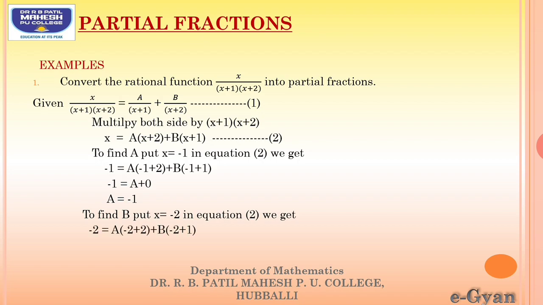So we get minus 2 equal to a into (minus 2 plus 2) plus b into (minus 2 plus 1). Now simplify this: minus 2 equals 0 plus b into (minus 2 plus 1), which is minus 1.